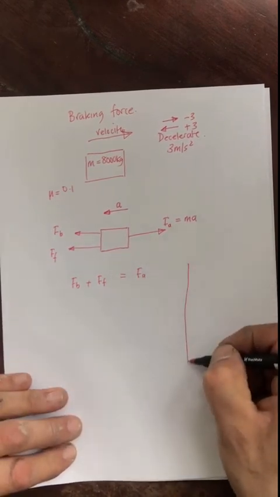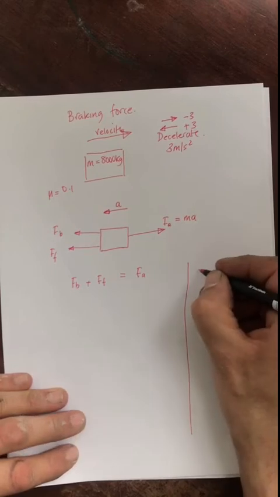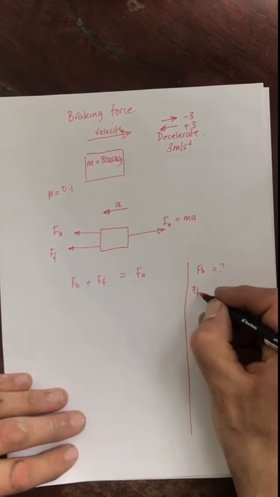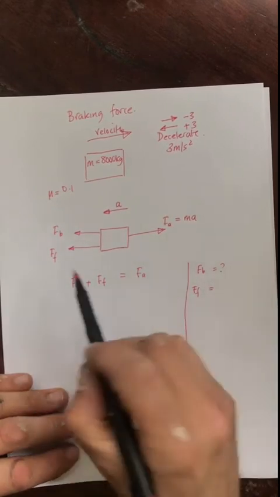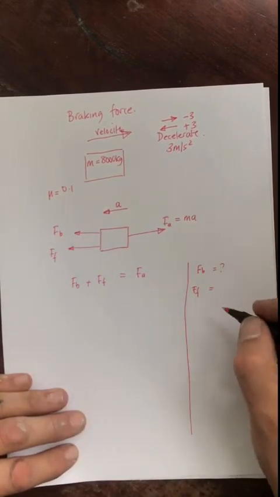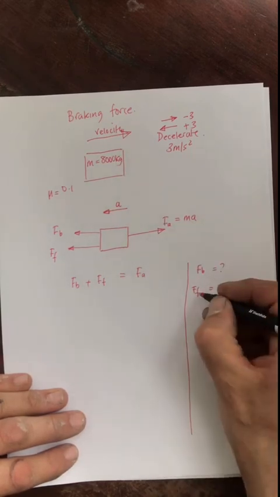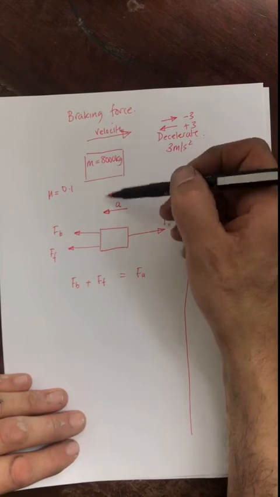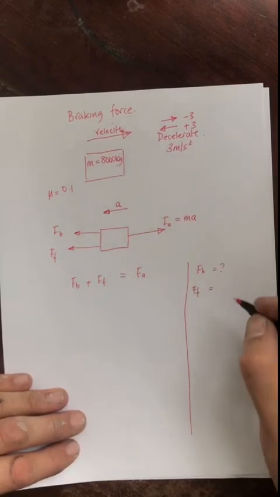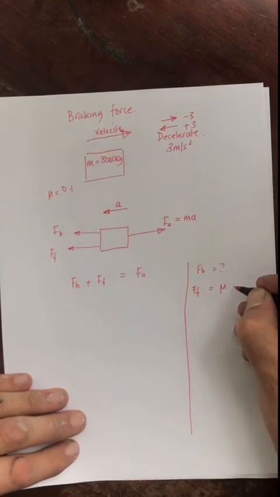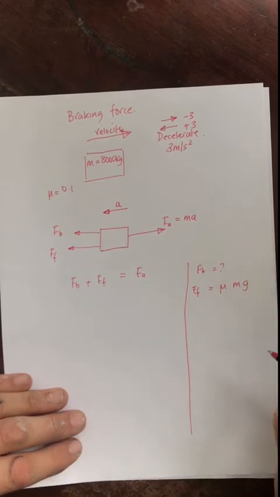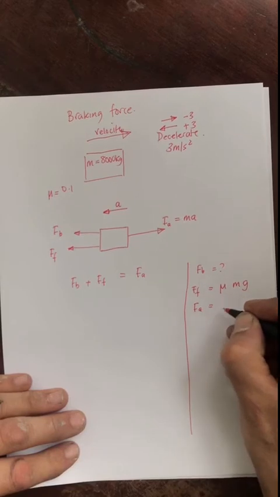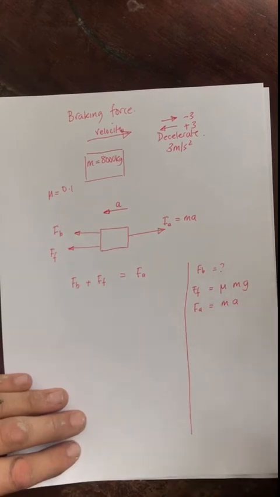FB is what we're after, so we don't know that yet. Friction force, well, that is the coefficient of friction times the normal force at play in this scenario. So the normal force is going to be the weight, if you like, of that truck. So we're talking about the coefficient of friction times mg, which will give us the weight of the truck, and we've got FA, which we know is going to be the mass times the acceleration.